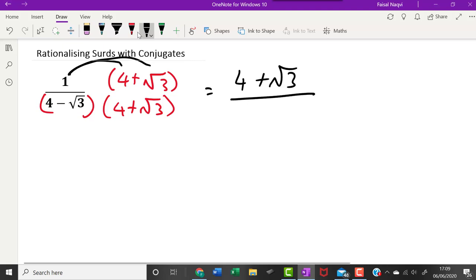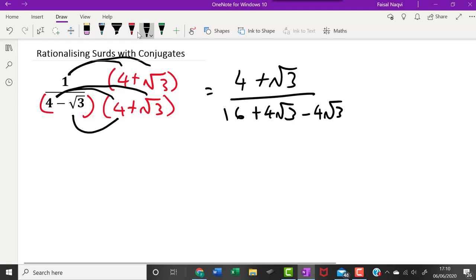My denominator, I have 4 times 4, which is 16. 4 times plus root 3, which is plus 4 root 3. Then minus root 3 times 4 is minus 4 root 3. And then minus root 3 times root 3 is minus 3. I have to simplify that down.